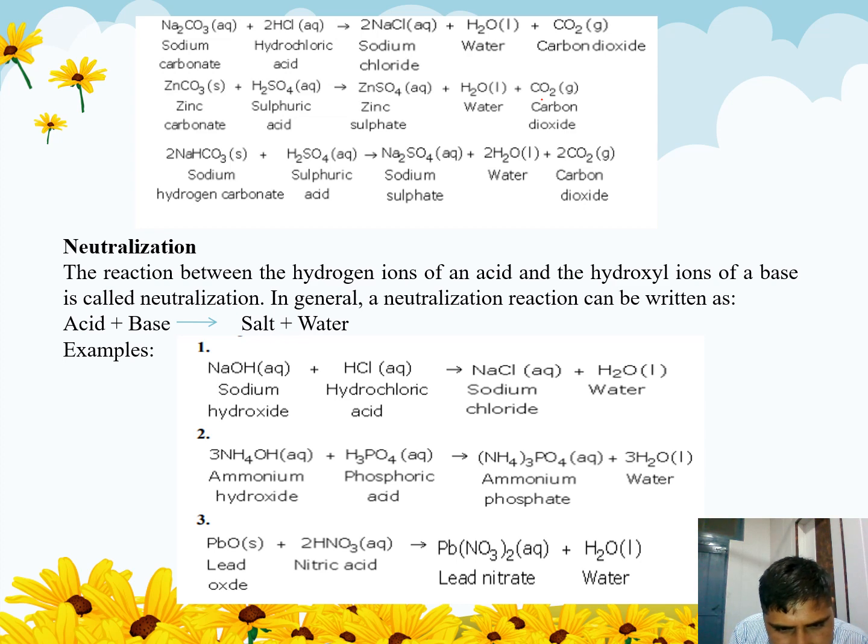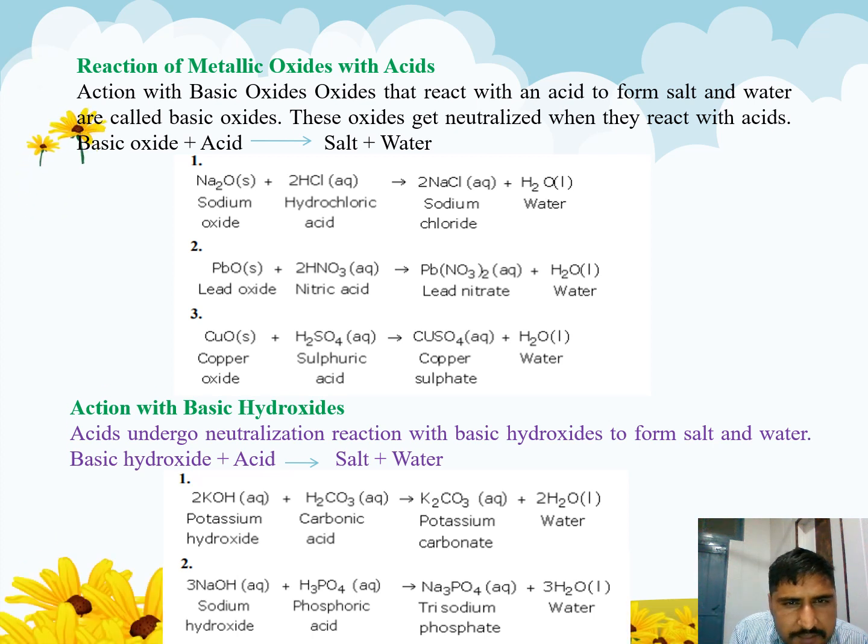Lead oxide plus nitric acid gives lead nitrate plus water. Reaction of metal oxide with acid. Metal oxides are basic oxides, and they react to form salt. Again, basic oxide plus acid gives salt plus water. For example, sodium oxide plus HCl gives sodium chloride plus water. Similarly, lead oxide with nitric acid gives lead nitrate plus water. Calcium oxide with sulfuric acid gives calcium sulfate plus water.